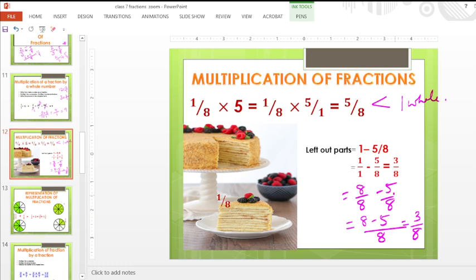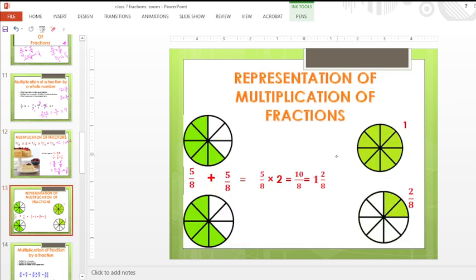I've just put one real life example of how you use it whenever a fraction means part of a whole. So one whole cake is divided into 8 equal pieces, and 5 pieces out of a total of 8 pieces are being taken away. Okay, students, you can frame any word problem on this. Let's see another important thing.